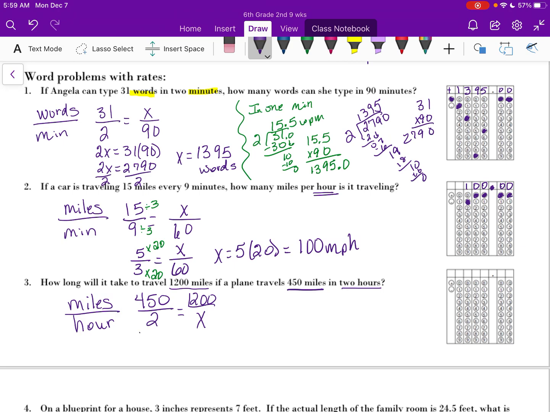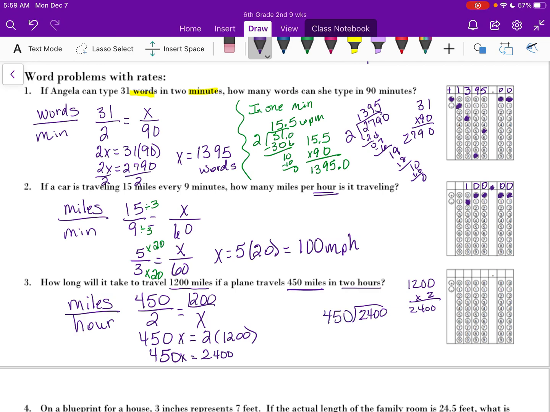I don't think simplifying is going to make it much easier, to be honest with you. So 450x equals 2 times 1,200. So I'm going to come over here, multiply that. It's going to give me 2,400. So 450x equals 2,400. We have to divide by 450. Yuck.